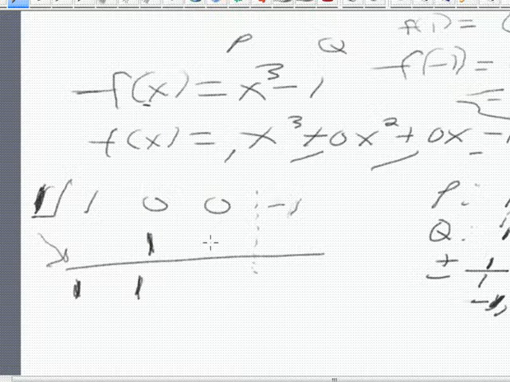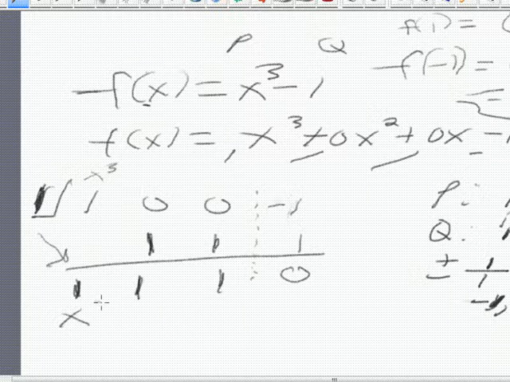1 times 1 is 1. Add those together. Just remember: bring down, multiply, add. What's 1 minus 1? That gives me 0. I know I have a solution. Since my original problem started with an x cubed, I now know this is going to be x squared plus x plus 1 equals 0.